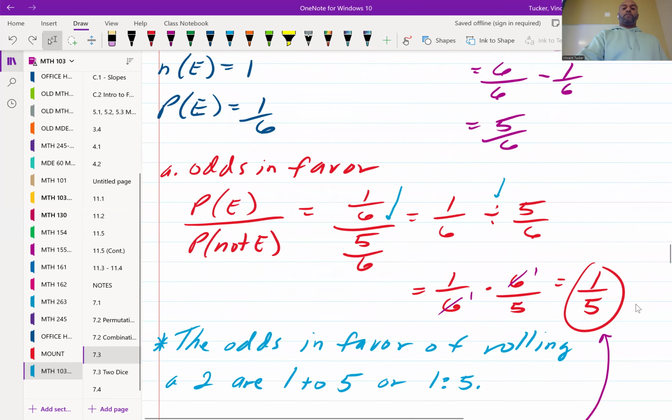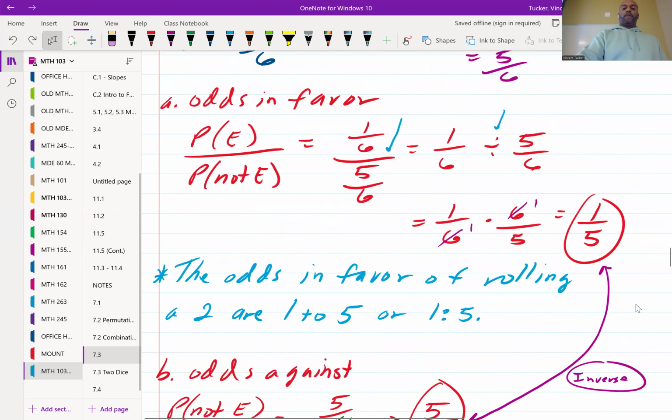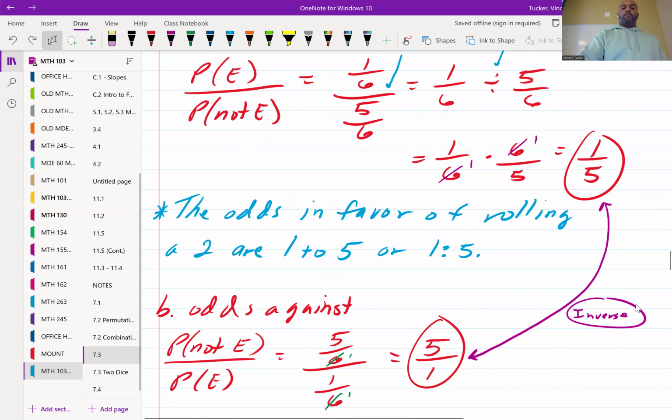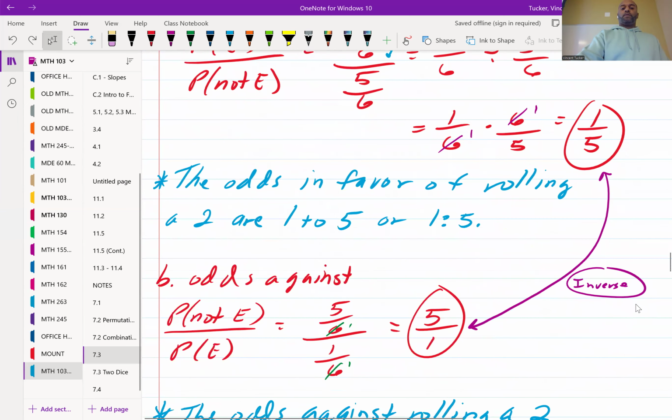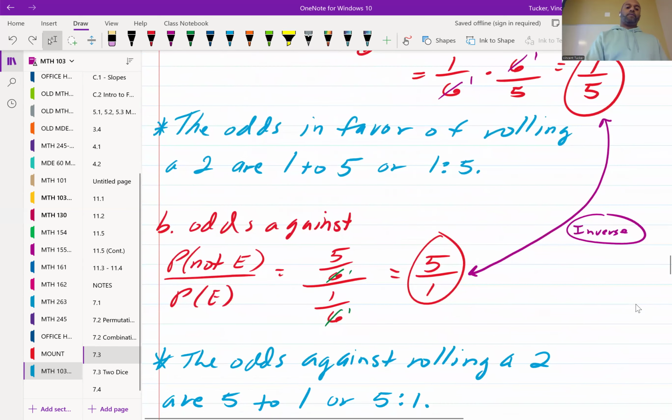All right, the next one was odds against. Remember, I mentioned that if you already calculated odds in favor, then odds against is just flipping or inverting that fraction. If you're doing the work, that's 5/6 divided by 1/6. Those sixes cancel, like the work we did in part A, leaving you with just 5/1. So the odds against rolling a 2 are 5 to 1.